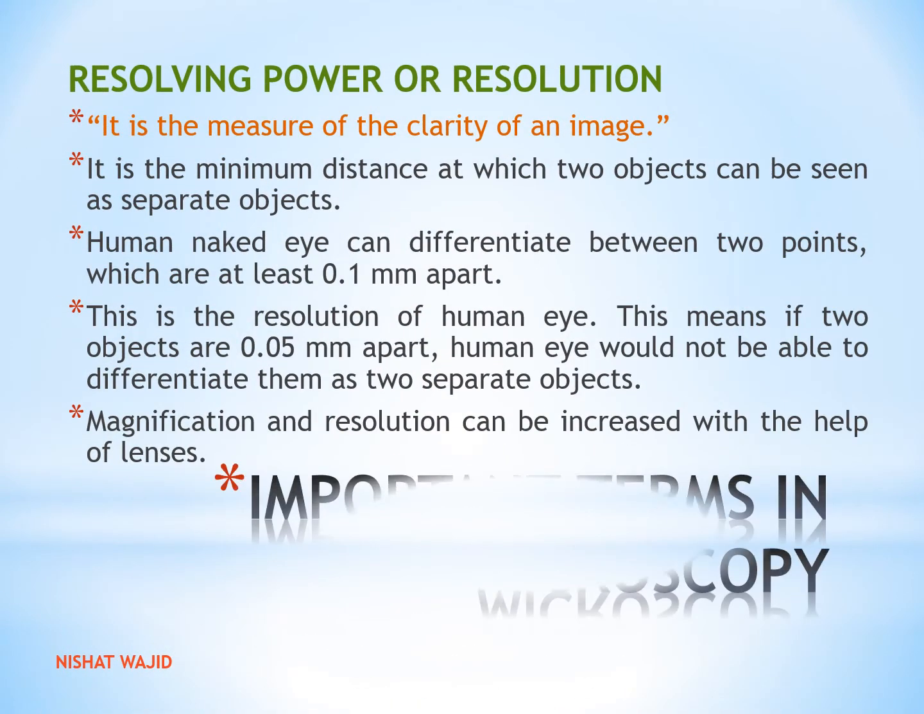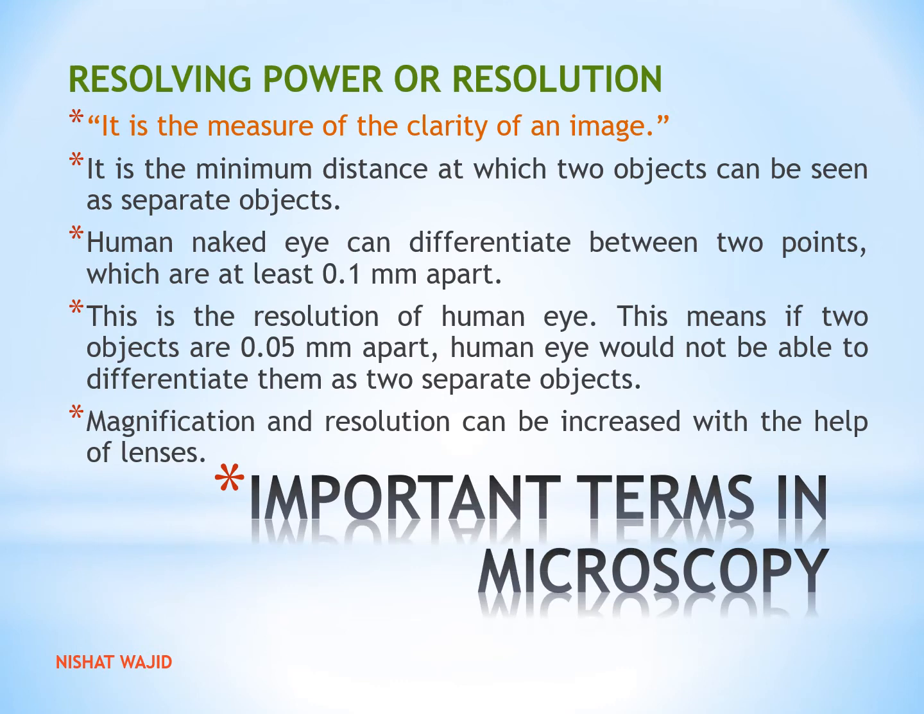Second term to discuss is resolving power or resolution. It is the measure of the clarity of an image. It is the minimum distance at which two objects can be seen as separate objects. Human naked eye can differentiate between 2 points, which are at least 0.1 millimeters apart. This is the resolution of human eye. This means if two objects are 0.05 millimeters apart, human eye would not be able to differentiate them as two separate objects. Magnification and resolution can be increased with the help of lenses.